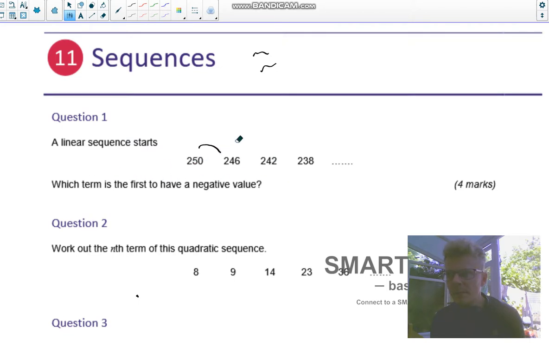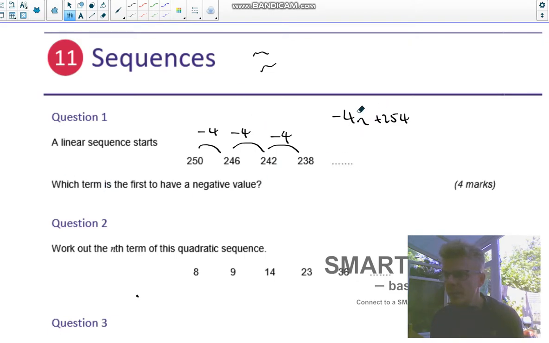Right, so a linear sequence starts, blah blah blah, which term is the first term to be negative? So it's linear, so just go about our business the normal way. So it's -4 each time, so it's a -4n sequence. The -4 times table starts at -4, so we have to add 254 back on to start ours off at 250. So which term is the first to be negative?